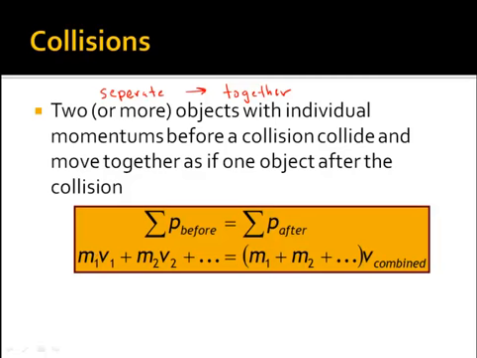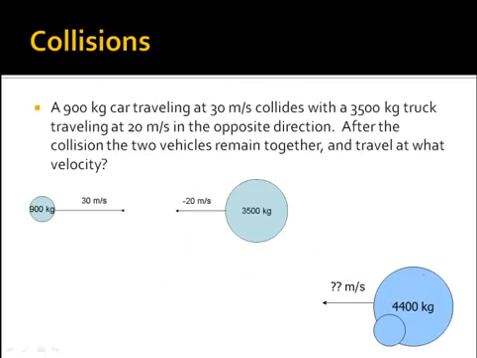In these situations, you'll have on one side a bunch of separate momentums being added together. We'll have only two, but it could be 3 or 4 or more. And afterward, you'll have one combined mass, which is just the total sum of all the masses, times one combined velocity. Here we've got a car traveling at 30 meters per second, and it collides with a bigger truck moving 20 meters per second in the opposite direction. So notice the use of a negative sign for the velocity here.